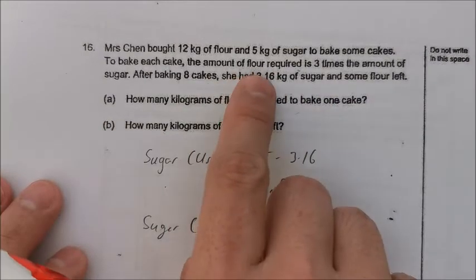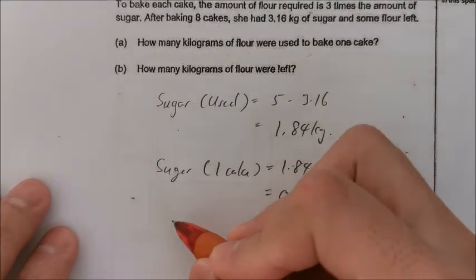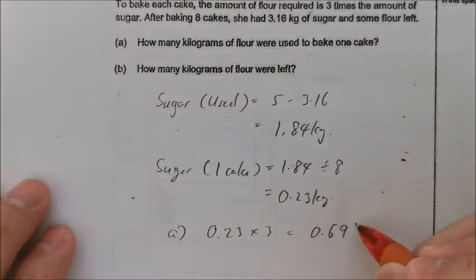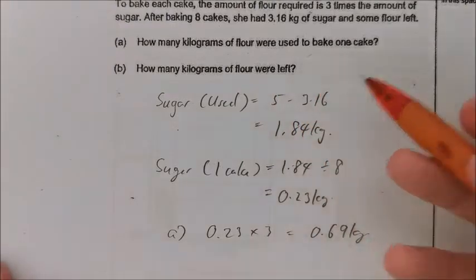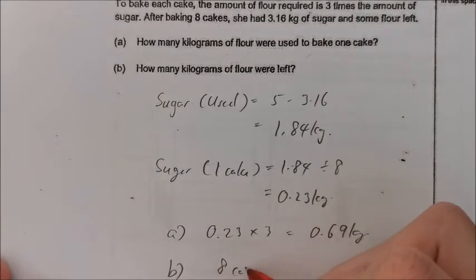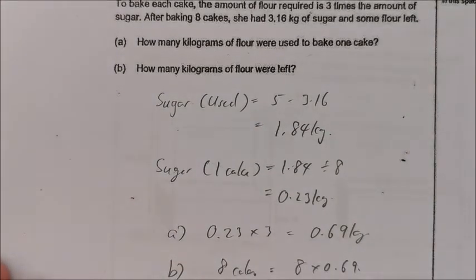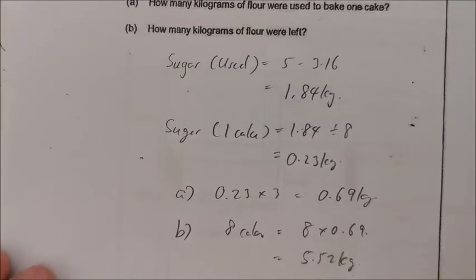So how many kg of flour were used to bake one cake? Can you see that the amount of flour required to bake one cake is 3 times the amount of sugar, right? So for A, isn't it just 0.23 times 3 equals 0.69 kg? So how many kilograms of flour were left? First of all, we know that for one cake we need 0.69 kg of flour. So for 8 cakes, what we need is 8 times 0.69. We have 5.52 kg.